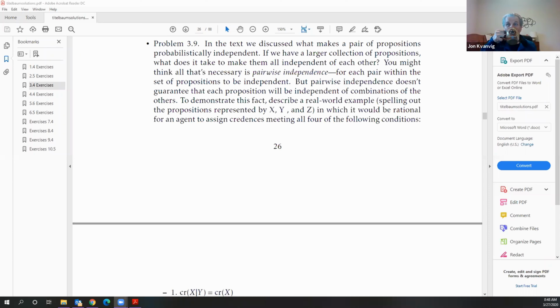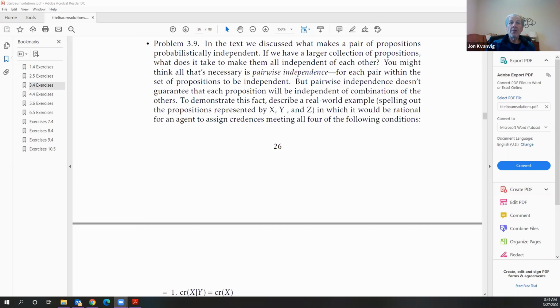Okay, now we know what it is for 2 items to be independent of each other. We have basically 5 different equations to describe pairwise independence. Suppose you have more than 2 things, 3 or more. So let's just talk about a case where we have 3. That's what problem 3.9 is about. So what does it take for the entire set of X, Y, and Z to all be independent of each other?